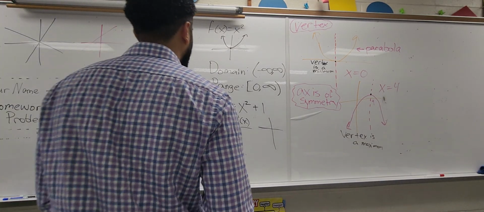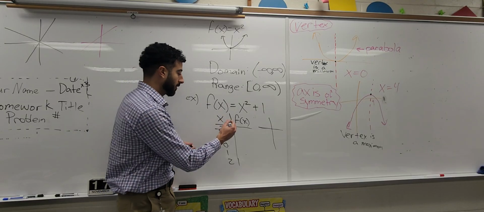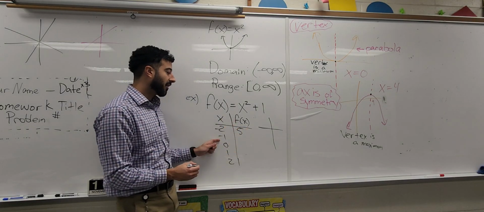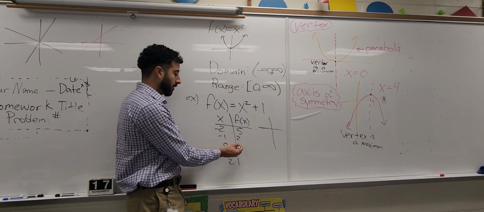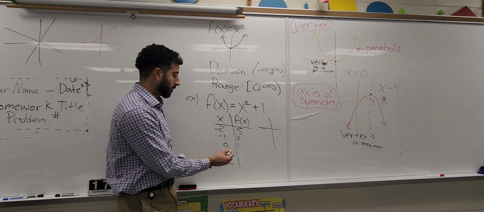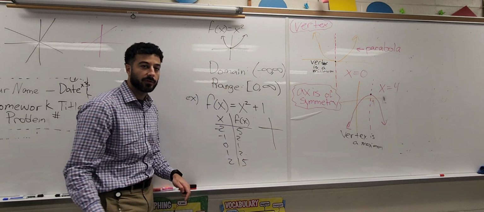All right, class, just say it out loud. F of -2. 5. F of -1. 2. F of 0. 1. F of 1. 2. F of 2. 5. Nice. Beautifully symmetrical.